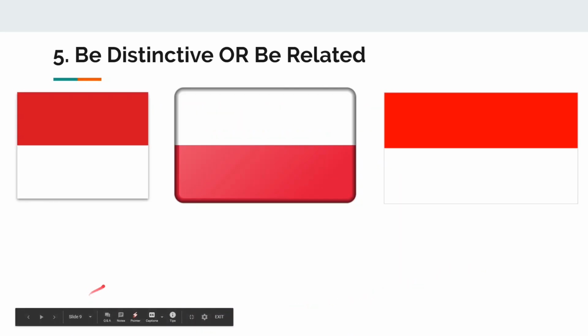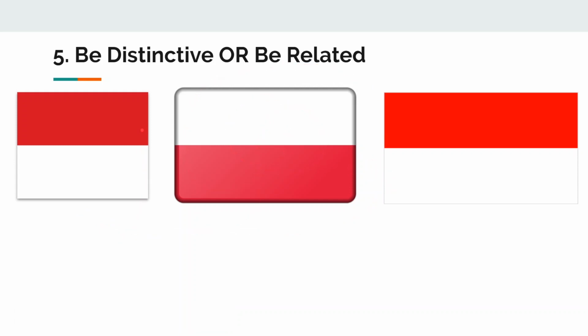Here's an example. These are three different country flags. This one I couldn't get a good picture of, but you've definitely heard of two of these countries, maybe all three. This is the flag of the city-state of Monaco in Europe. Red on top of white, horizontal. This is the country of Poland, white on top of red. This is the country of Indonesia, red on top of white.